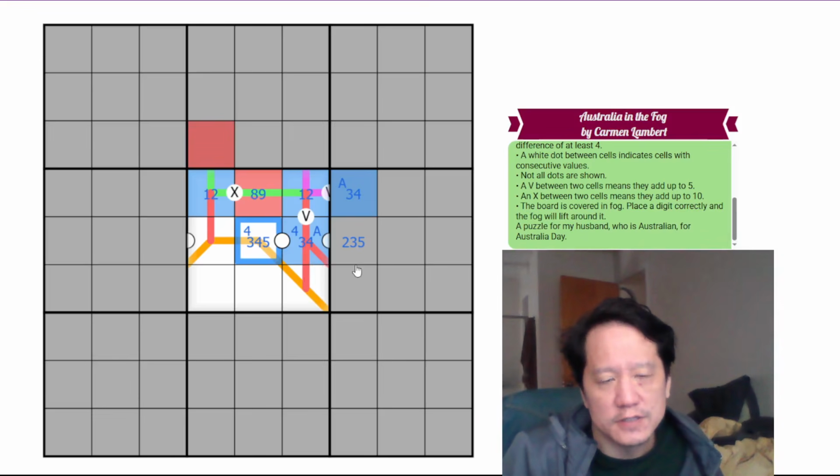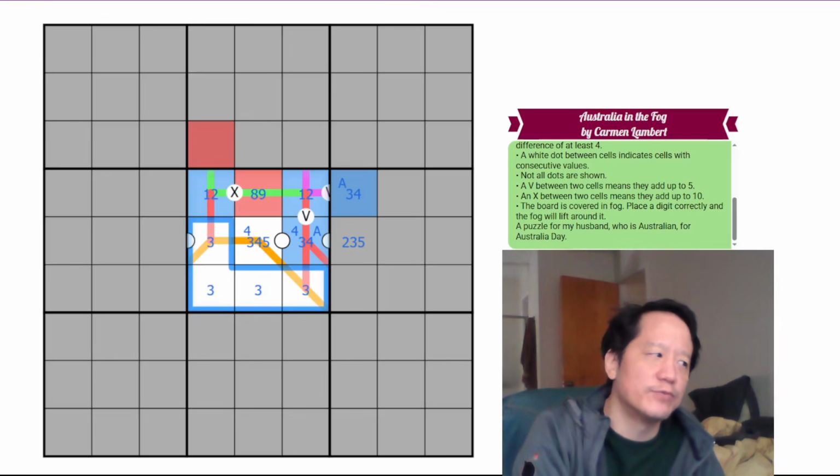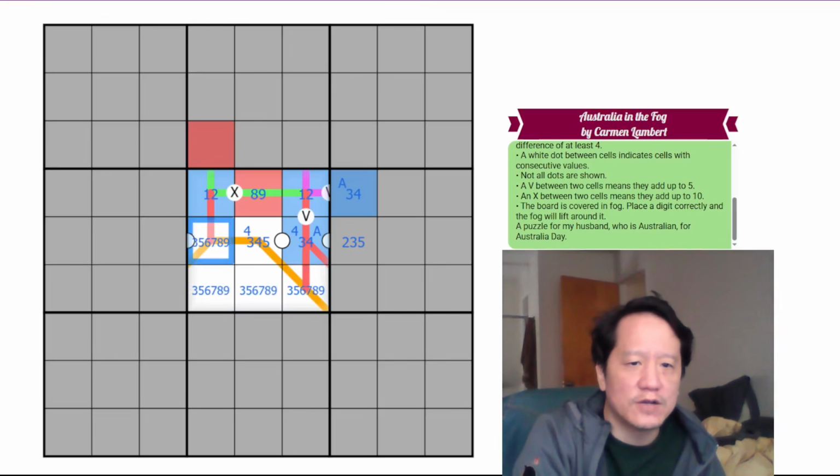Okay, does that tell us anything? We're guaranteed a 4 here, which means the rest of the box cannot contain a 4. And we can't have 1 and 2 because of the 1-2 pair in the box, so that means we have 3, 5, 6, 7, 8, and 9 here.